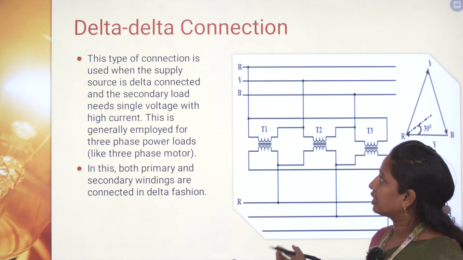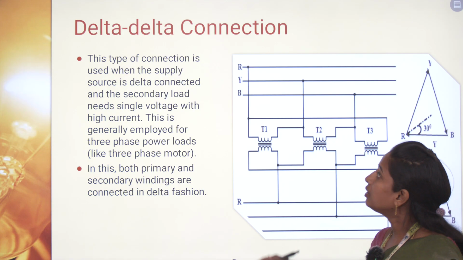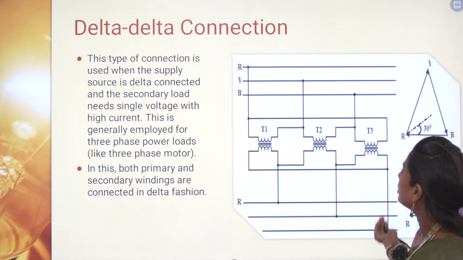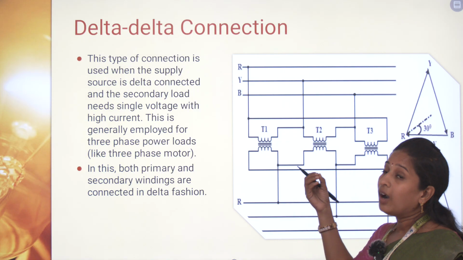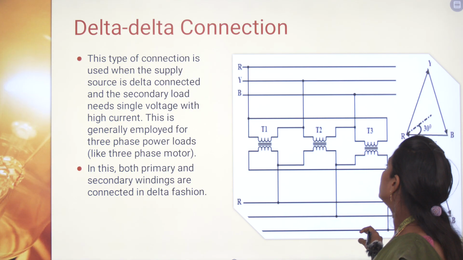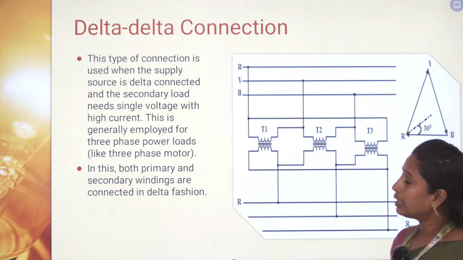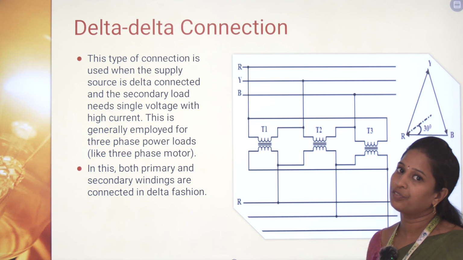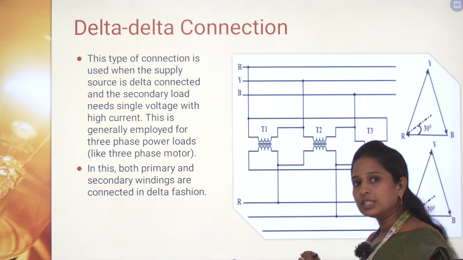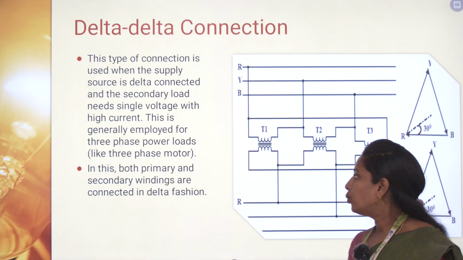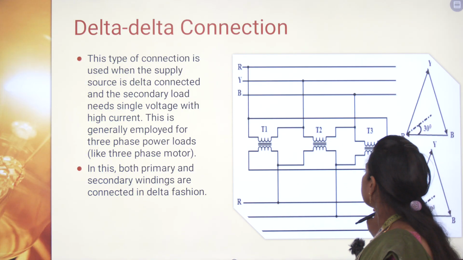This type of connection is used whenever the supply source is delta connected and the secondary load is connected with high voltage current. This is generally employed for three-phase power loads like a three-phase motor. For example, we are taking a three-phase motor, and in this both the primary and secondary windings are connected in delta fashion.